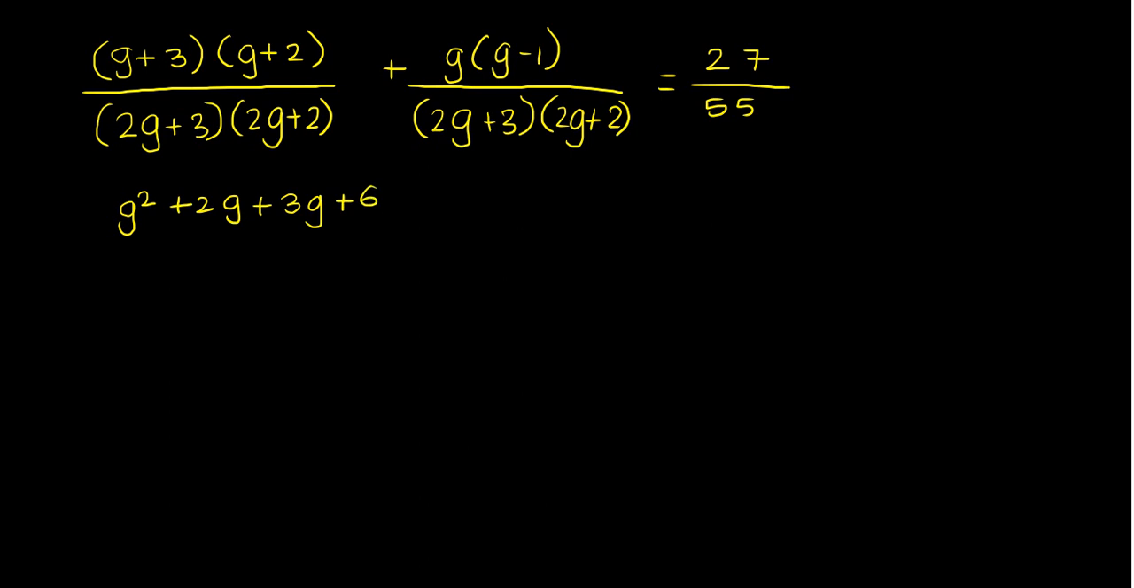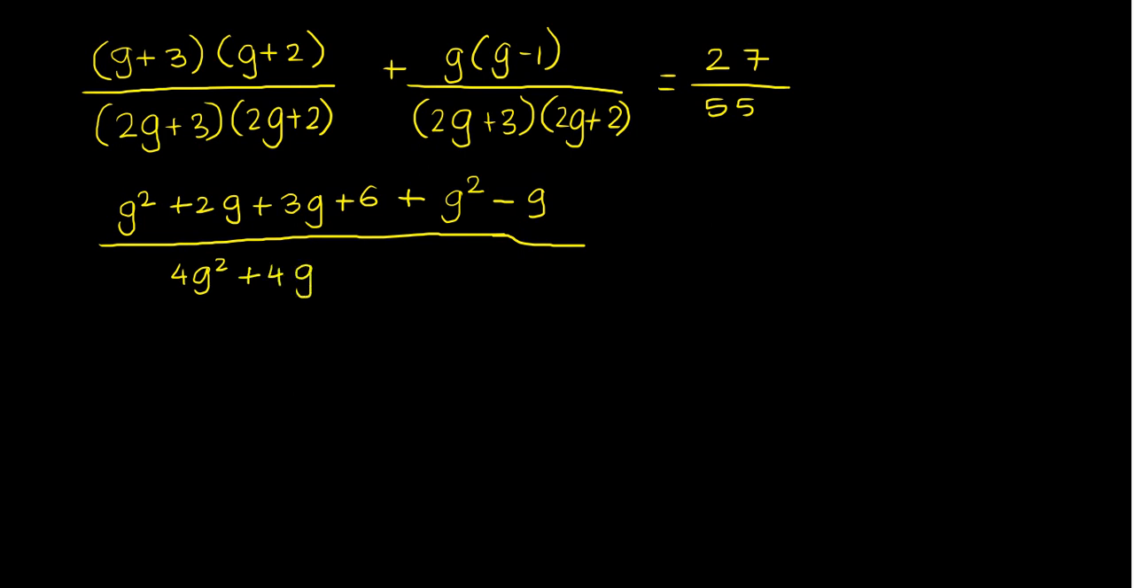Okay. I'm going to leave a single denominator since the two denominators are the same. Plus g times g is g squared, and g times minus 1 is minus g. Since the two denominators are the same, I'm just going to expand it and then leave it as one denominator. So 2g times 2g is 4g squared, 2g times 2 is 4g, 3 times 2g is 6g, and 3 times 2 is 6. That's equal to 27 over 55.